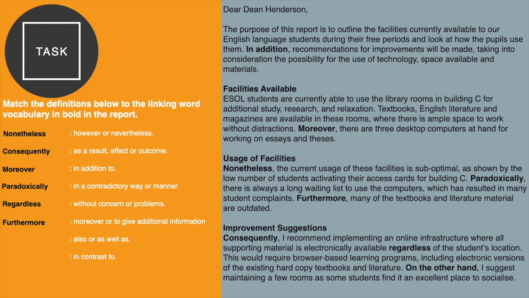Furthermore. Now this is a synonym with moreover. This is when you want to give additional information. In addition. Again, a synonym with also or as well as. On the other hand. Now this means in contrast to.